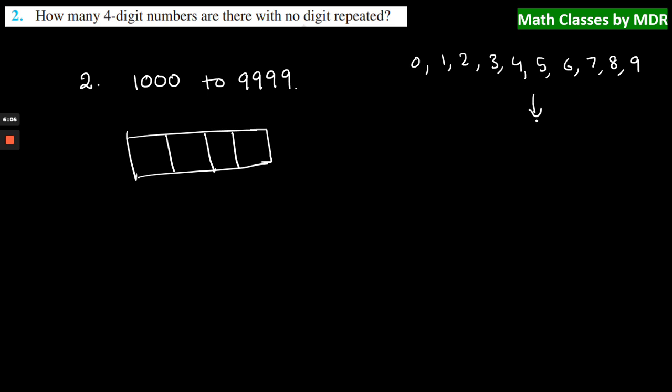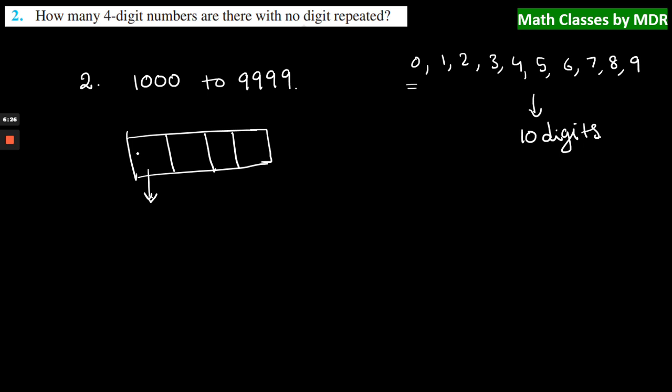That means how many digits we have here? Total 10 digits. But out of these 10 digits, 0 cannot be used in this place. As a first digit, 0 cannot be used. If you use 0 here, it becomes a 3-digit number. So how many ways can it be filled?